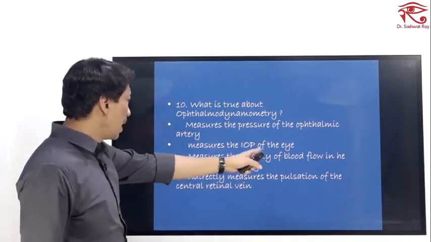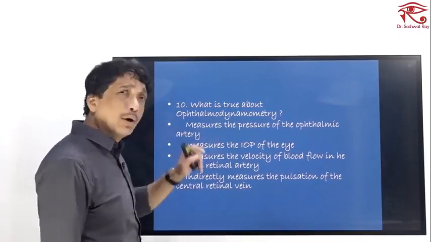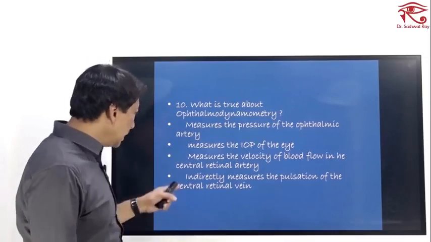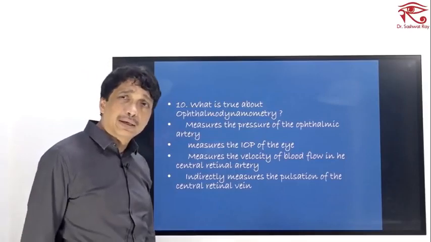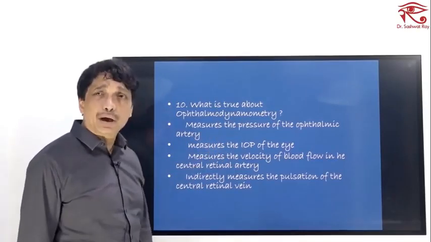Measures the velocity of blood flow in the central artery, incorrect. That cannot be done by any ophthalmic instruments, maybe by Doppler, but not by any ophthalmic instrument. And indirectly measures the pulsations of the central retinal vein. Again, incorrect. The best answer, it measures the pressure of the ophthalmic artery.